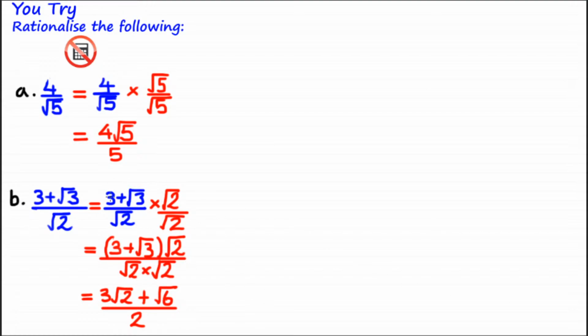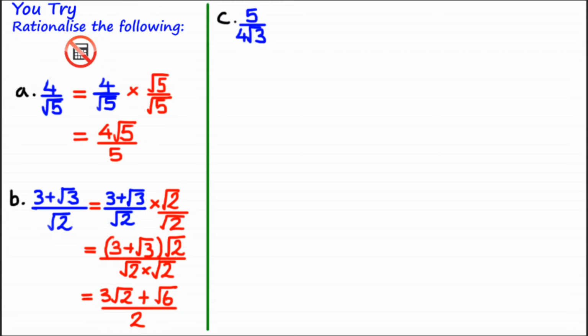So multiplying out the numerator, we get 3 root 2 plus root 6, divided by root 2 times root 2, which gives us 2. Good stuff. Very, very good stuff. You guys are smashing it right now. Once again, let's see if you can do this question.